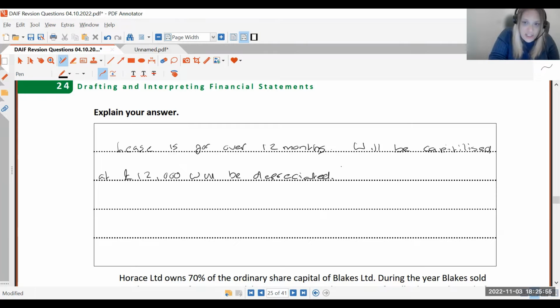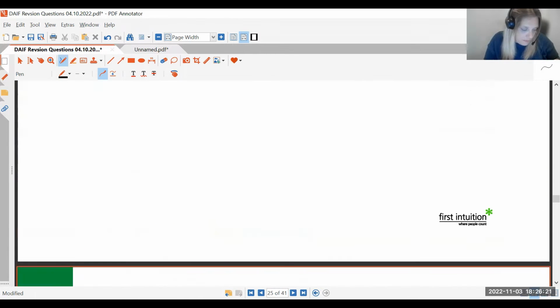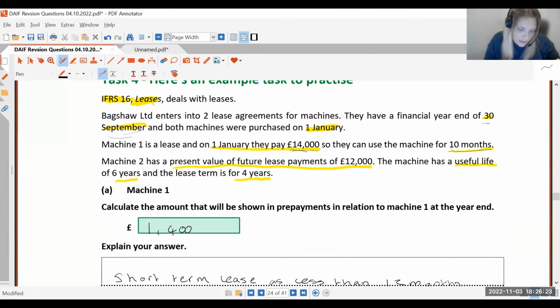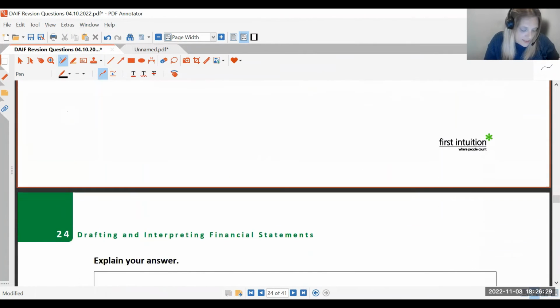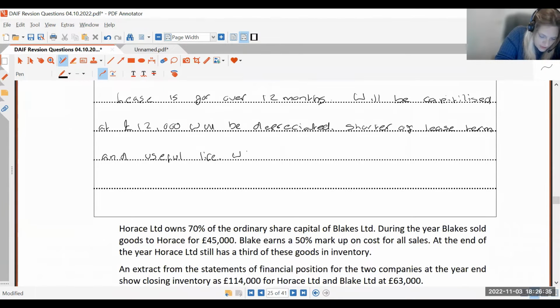With leases, the depreciation will be over the shorter of the lease term and the useful life. So the shorter of the two, a useful life of 6 years and the lease term is for 4 years. So it's going to be over 4 years.